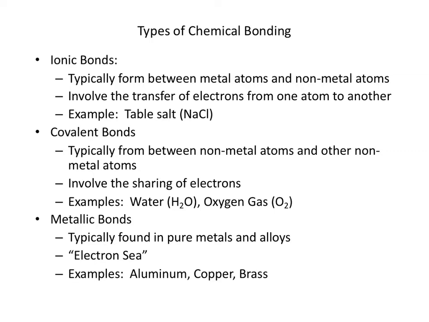For covalent bonds, they tend to be formed between nonmetal atoms and other nonmetal atoms. And we know that nonmetals tend to want more electrons. And so, in some sense, neither one of them is willing to give up their electrons. And so they compromise by sharing the electrons. That allows them to both get more electrons.